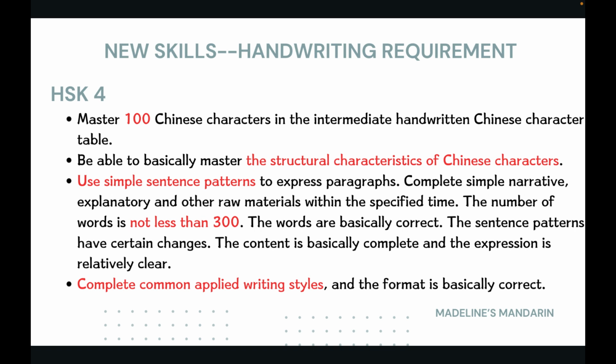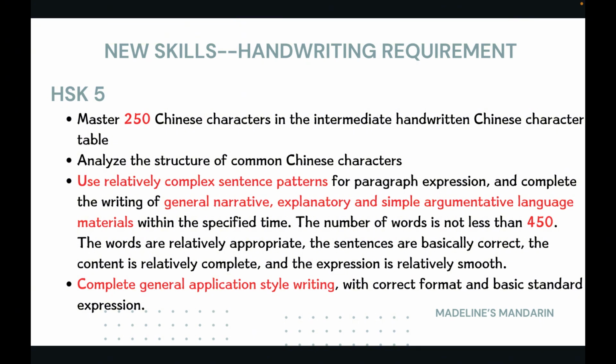HSK 4. You need to master 100 Chinese characters in the intermediate handwriting Chinese character table. You are able to basically master the structural characteristics of Chinese characters. Use simple sentence patterns to express paragraphs, complete simple narrative, explanatory, and other raw materials within the specified time. The number of words is not less than 300. The words are basically correct. The sentence patterns have certain changes. Complete common applied writing styles, and the format is basically correct.